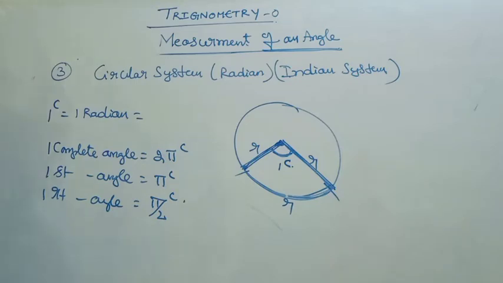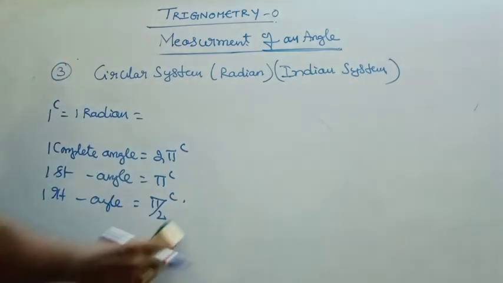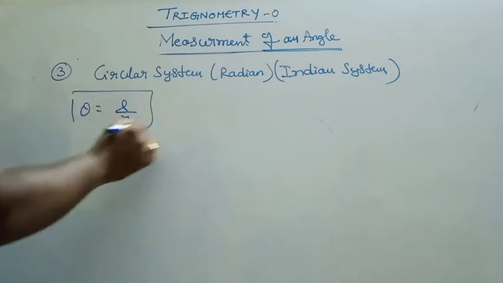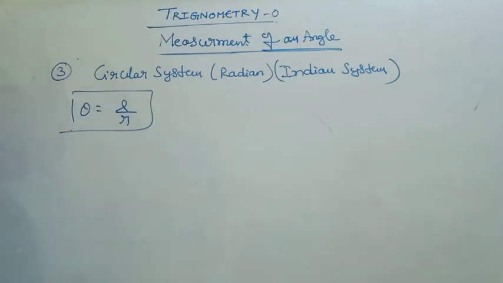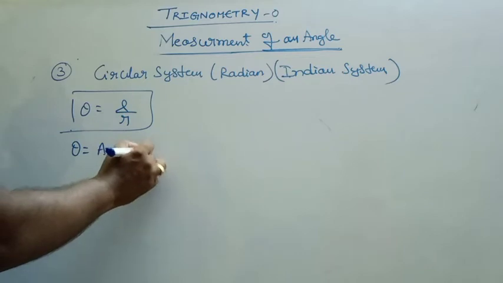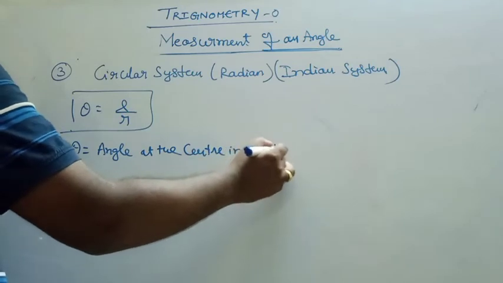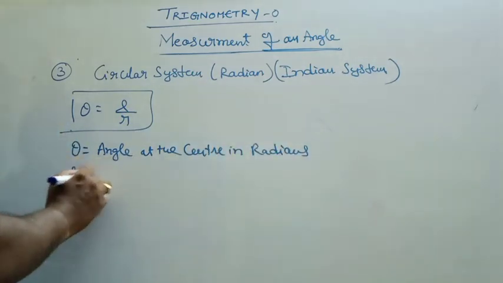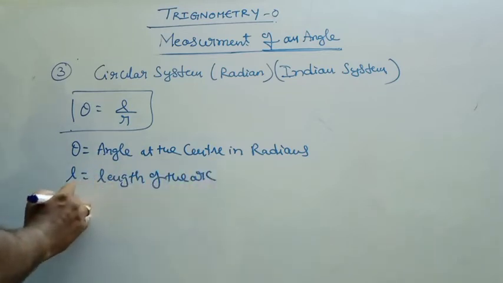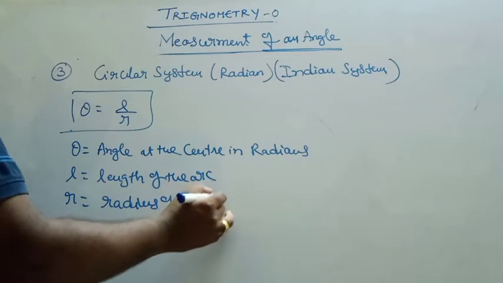And one more thing, in trigonometry or geometry, we have one very beautiful relation: theta is equal to L by R. This you have to understand. Here theta is the angle at the center in radians, and L is the length of the arc, and R is the radius of the circle.